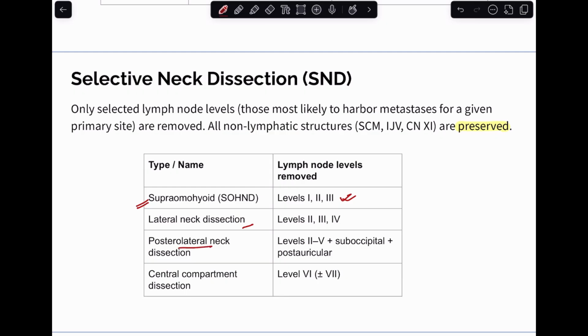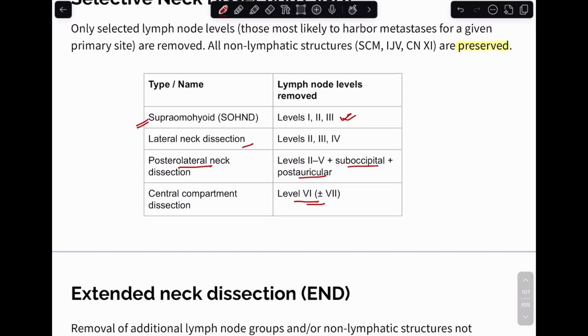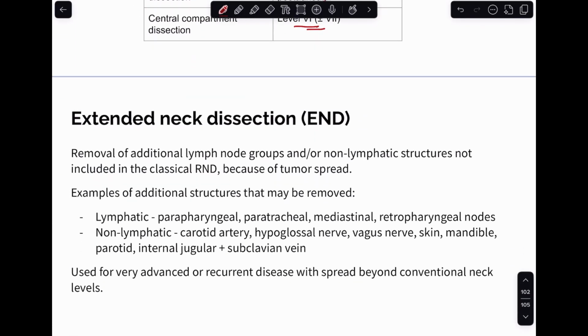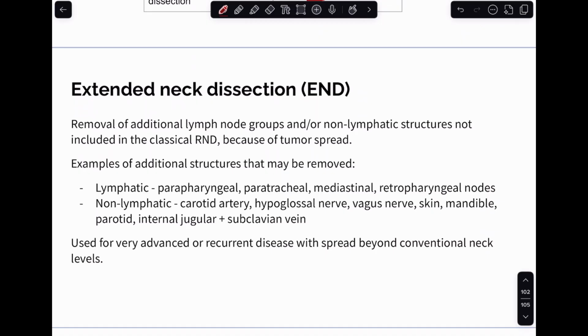Posterolateral neck dissection is when we remove level 2, 3, 4, 5 along with suboccipital and postauricular nodes. And central compartment dissection is when we remove level 6 with or without level 7. So these are the different types of selective neck dissection that we know. Last type is extended neck dissection. What is extended neck dissection?